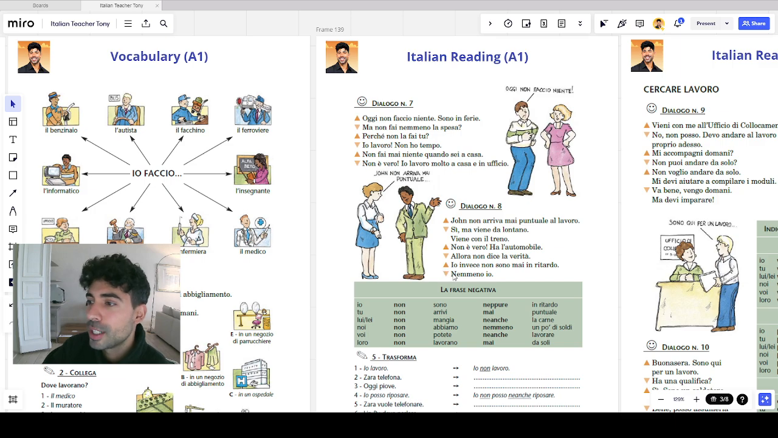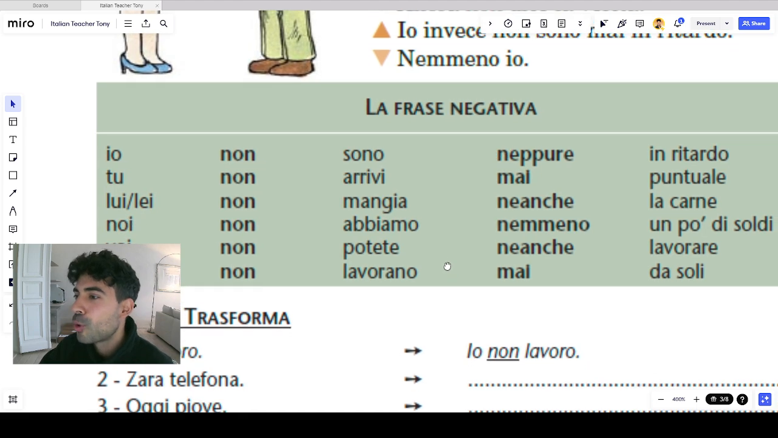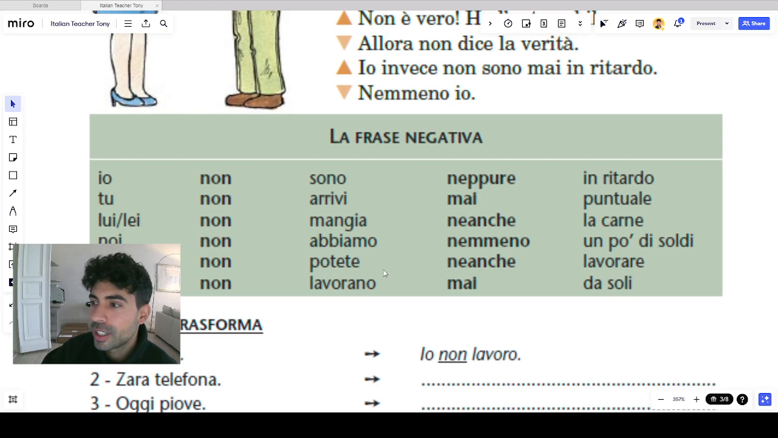Another dialogue that I want to be covering to you now is going to be talking about how you form negative sentences in Italian. So it would be the equivalent of English, I don't do that, I am not, or I will never do that. So this don't, never, how do you form it in Italian?